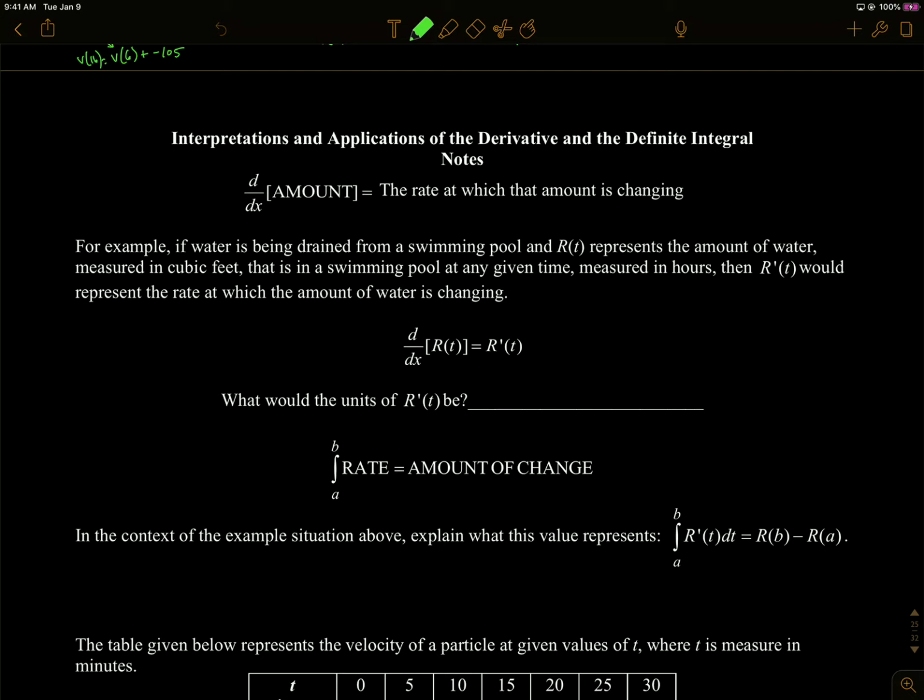We're going to look at some different interpretations and applications. So more stuff. Some of it will be review. Some of it will be a little bit different of the definite integral.